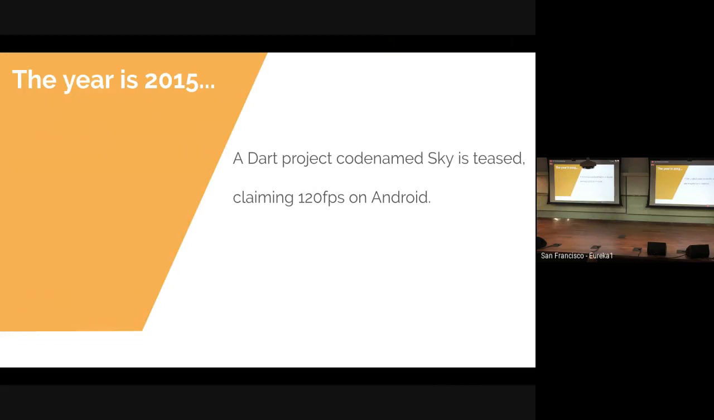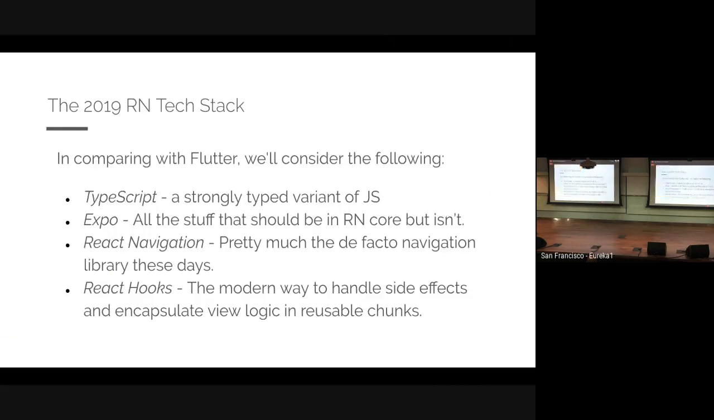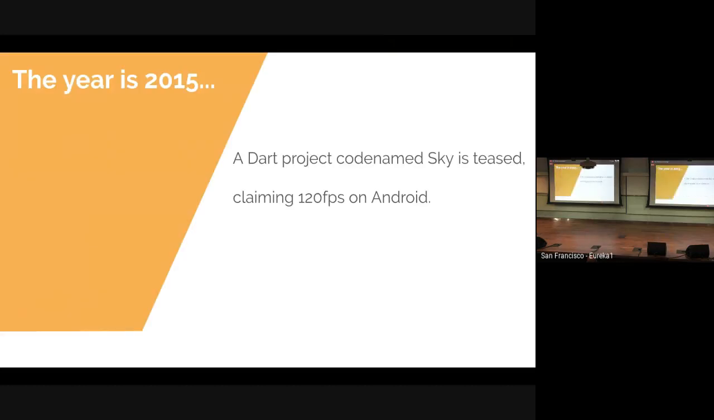But let's flip over to Dart, and if I can get my slides right. And so, if we rewind again to 2015, where we were kind of when Facebook was releasing React Native, at this fairly obscure Dart conference, which I'm sure nobody in this room went to, and probably very few people were really into Dart in 2015. Google announced this project, or teased at this project codenamed Sky, and it was claiming that Dart is a real programming language to be taken seriously.